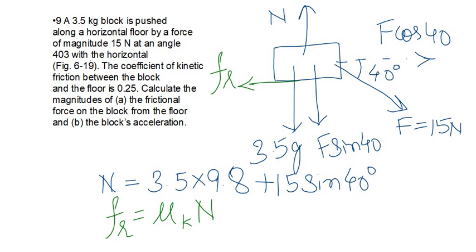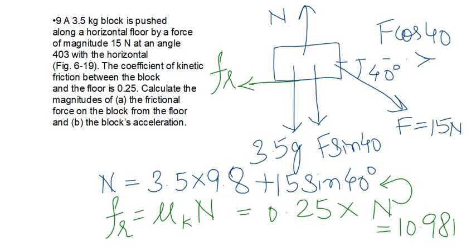So mu k is given as 0.25 times N, and we know the value of N from here. So if you calculate, Fr will be 10.98 Newton. So this completes our part A, which has asked the frictional force on the block from the floor, which is 10.98. Now the frictional force acting is 10.98.